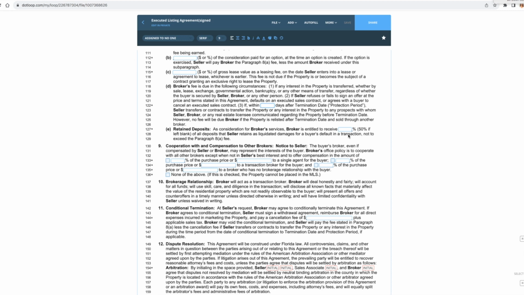They are not able to get their escrow deposit back. Their escrow was $5,000 and it is due to the seller. Then the seller gets $2,500 and the brokerage gets $2,500.